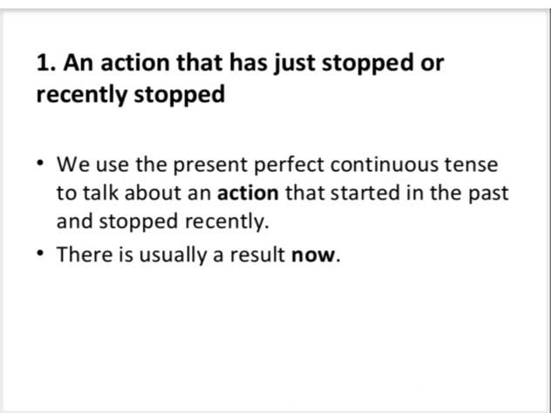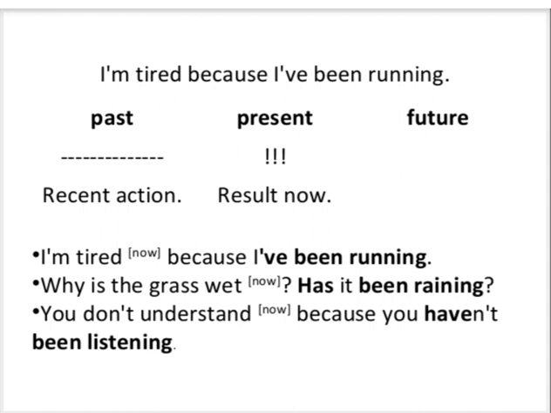Example, there is usually a result now. So the action which took place in the past has its result now. For example, I am tired now. The result is I am tired because I have been running. So the action which was in process earlier has the result that I am tired. Recent action, and result now. I am tired because I've been running.